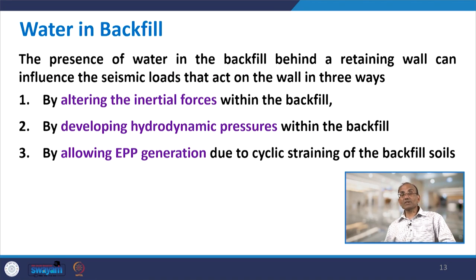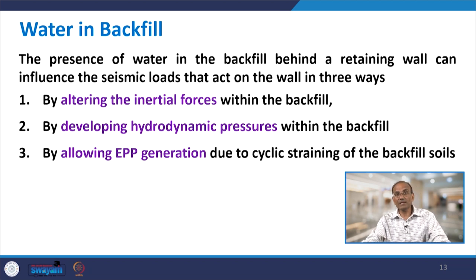This was the water applying some force directly on the wall. But there could be water inside the backfill. The presence of water in the backfill behind a retaining wall can influence the seismic load which acts on the wall, and this can influence it in three ways. How? First, by altering the inertial forces within the backfill. So, within the backfill, it can alter the inertial forces.